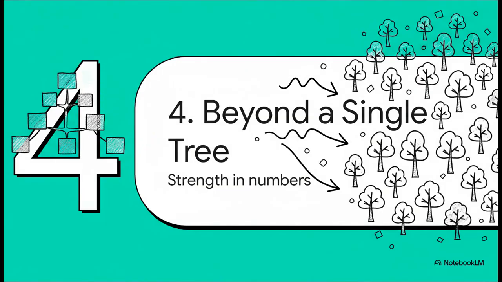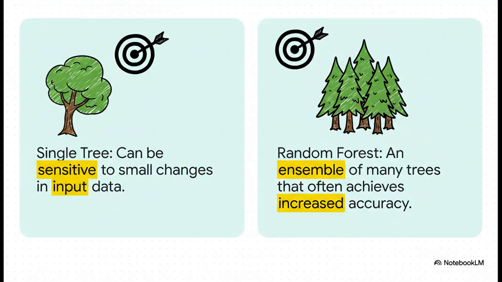Okay, so a single decision tree is powerful for sure, but it can be a little sensitive. A few small changes in the data can sometimes lead to a totally different set of questions. So, what if we didn't have to rely on just one? This brings us to a really cool idea. There is strength in numbers. And this is the core idea behind a technique called a random forest.